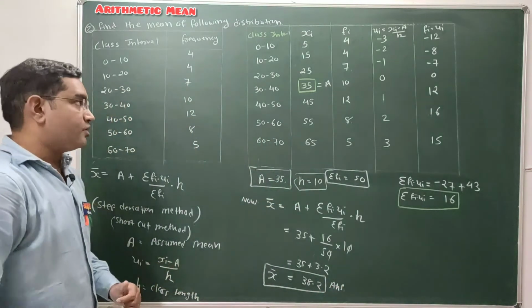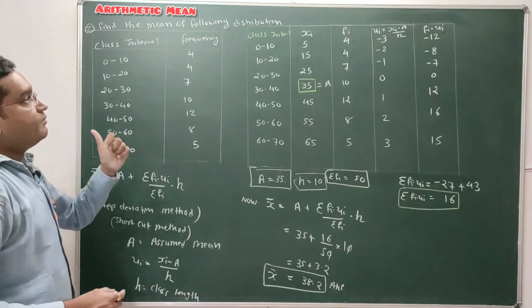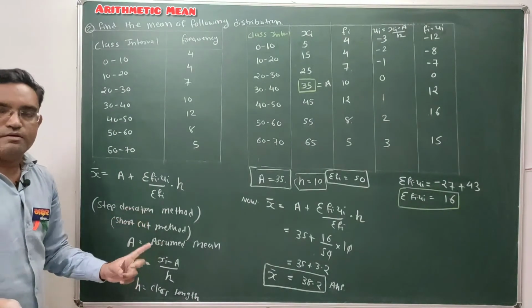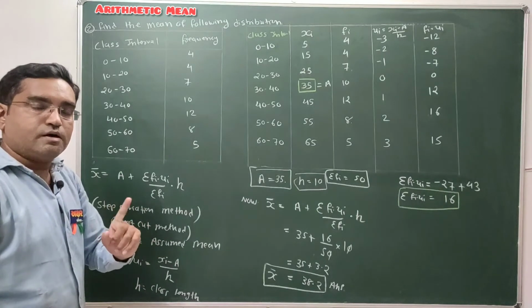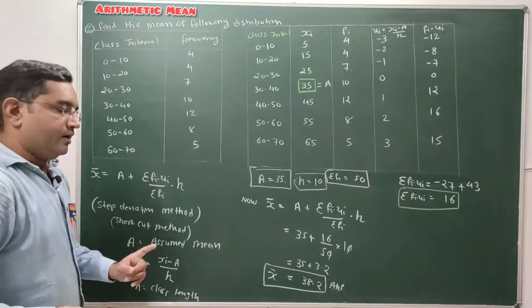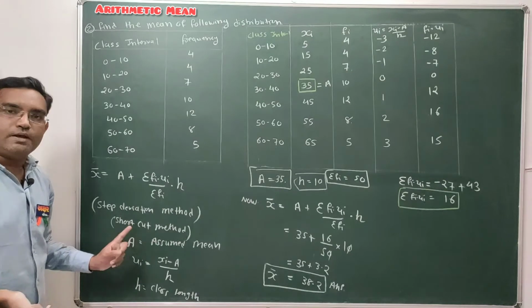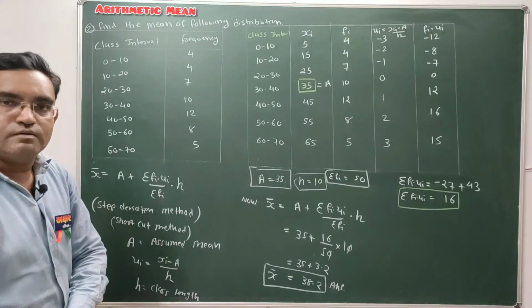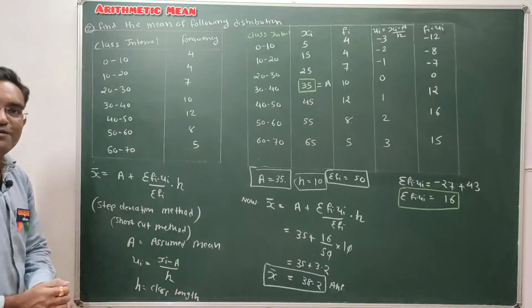So this is how you can solve. You can find the mean of given data by using this step deviation method. Step deviation method is the third method to find the mean of any given data. It is also known as the shortcut method. In the previous sum we discussed the assumed mean method. Clear, students? Pause the video and note it down.